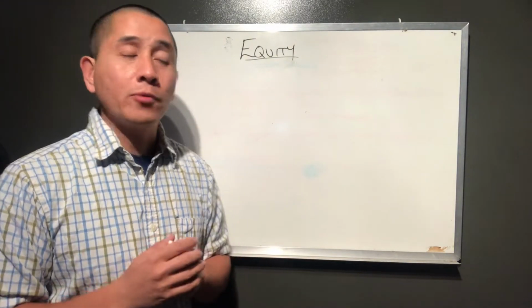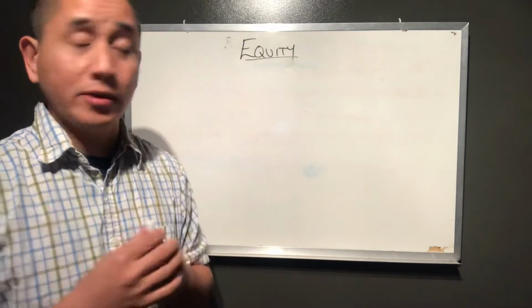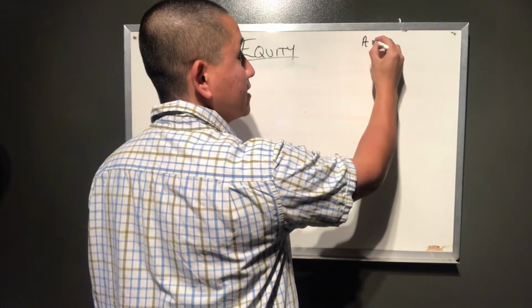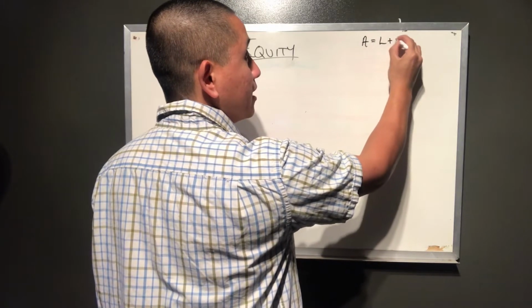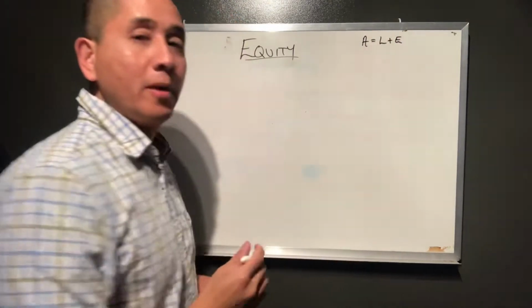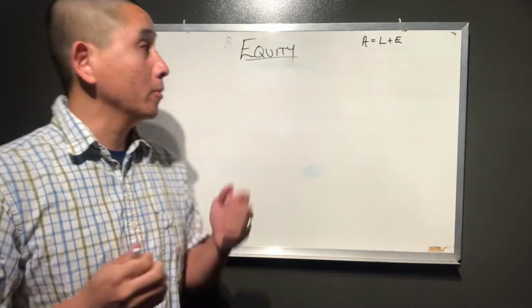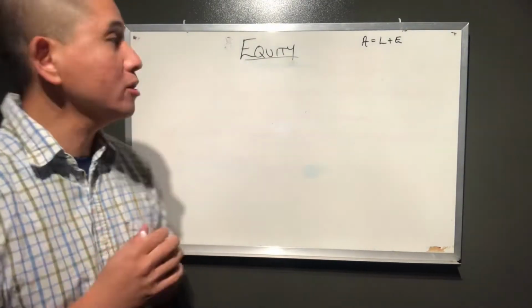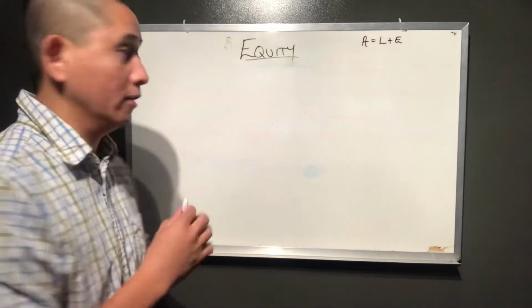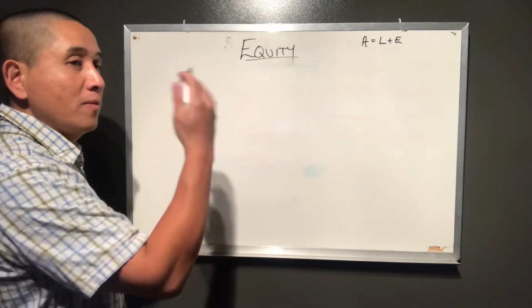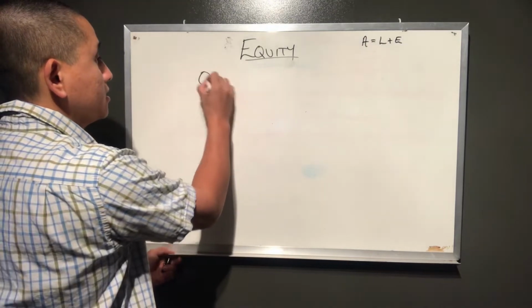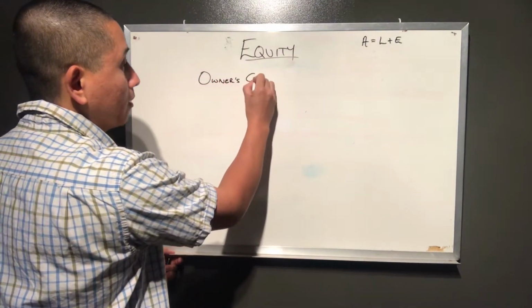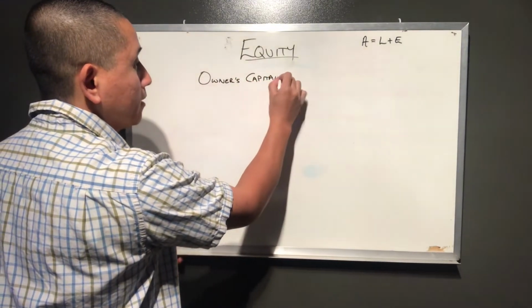So, owner's equity. We know that in accounting, based on the basic accounting equation, we have assets equal to liabilities plus equity. In some of my other tutorials, we already went through some of the common asset accounts and liability accounts. So let's look at what equity is comprised of. One of the biggest things we can look at here is owner's capital. So what does that mean?